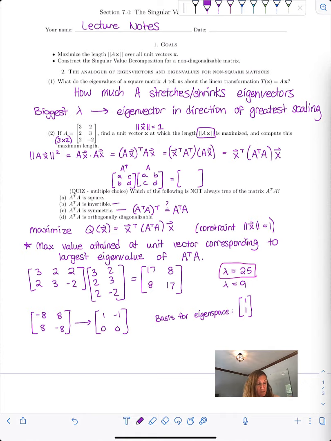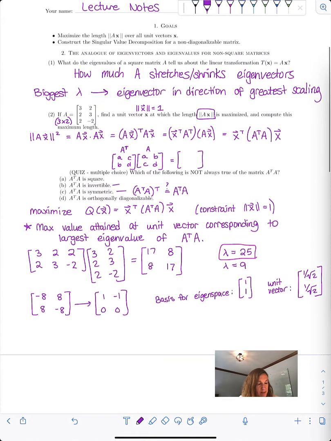We want a unit vector in that direction, so we divide by the length, and the length of that vector is the square root of 2. Again, I'm pulling a lot of different things together, so you may have to pause it and remind yourself, how do I compute the length of a vector? You'll see that you should get root 2. You dot it with itself and then take the square root.